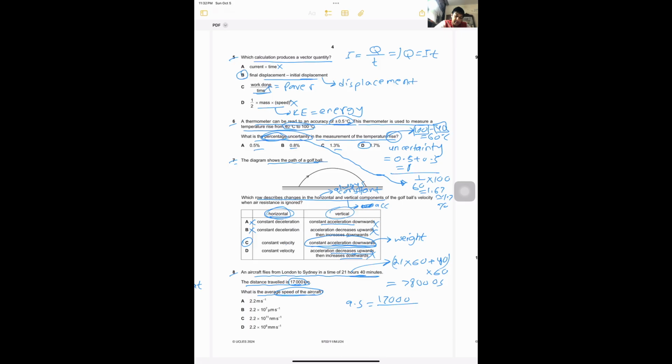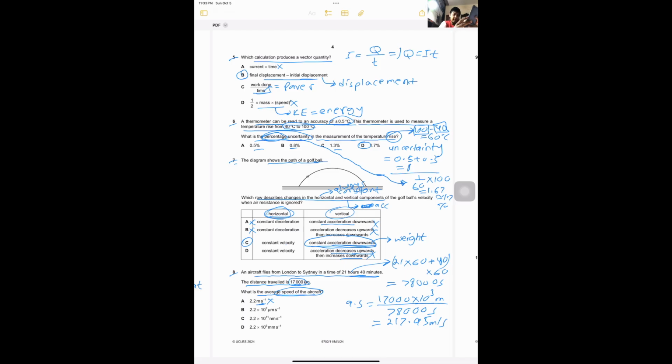This is in kilometers, and we have to multiply it by 10 cubed to get it to meters, and 78000 seconds. We first brought it down to meters per second, then we will see which conversion is required. So this is in meters per second, and this is definitely not 2.2, so that's wrong. If we convert it to micro, we know that we multiply it by 10 to the power 6.